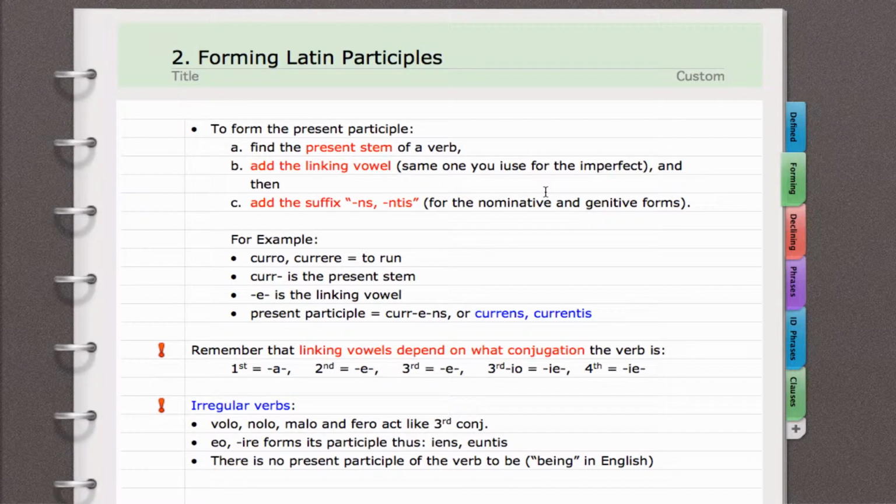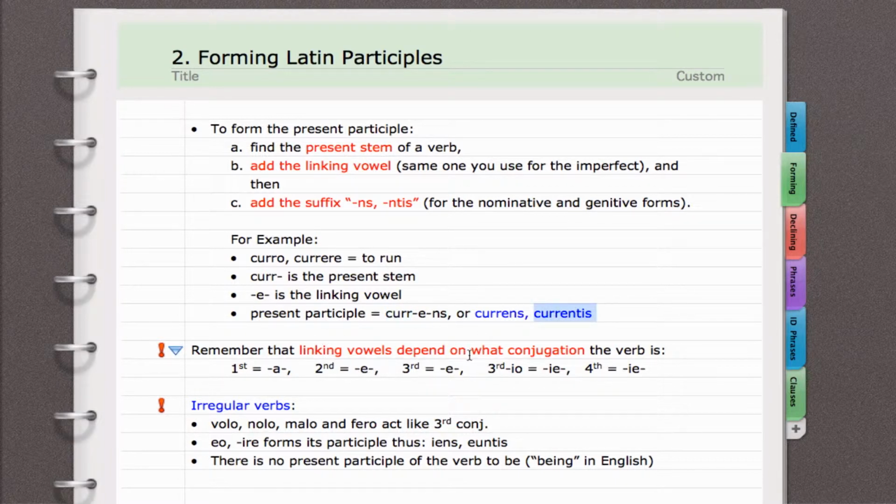Forming Latin participles. To form a participle, we find the present stem of a verb. We add the linking vowel, which is the same one you'd use for the imperfect tense. And then you add the suffix ns, ntis for the nominative and genitive forms. So we start with curo. Cur is the present stem here. E is the linking vowel, so the present participle is going to equal curens, and then the genitive would be curentis.